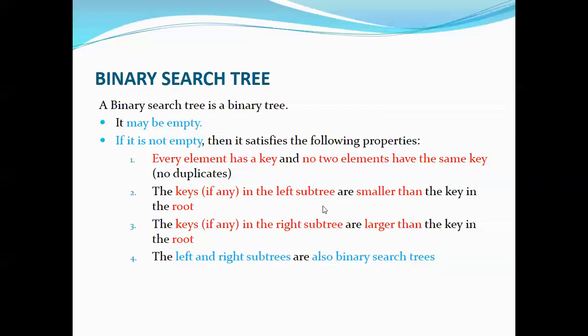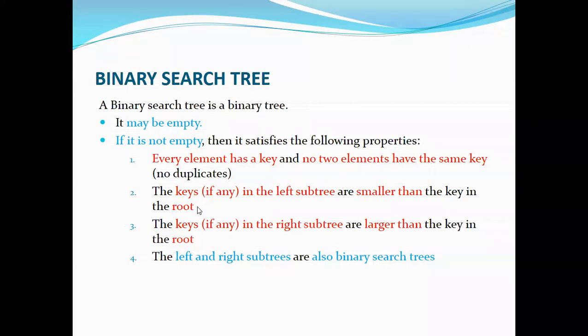Okay, so binary search tree. A binary search tree is also a binary tree, and it may be empty, or if it is not empty, then it satisfies the following properties. That is, every element has a key, and no two elements have the same key. That is, no duplicates are allowed. That is the first condition.